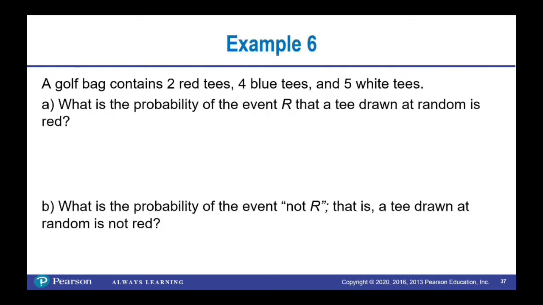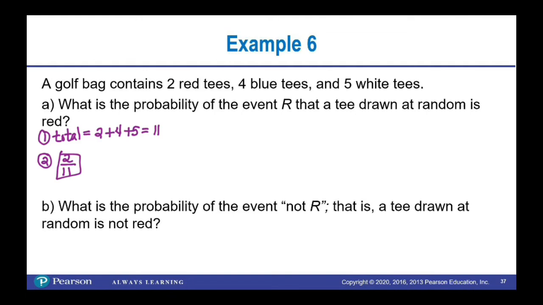Let's suppose I have a golf bag that has 2 red tees, 4 blue tees, and 5 white tees, and I want to find some probabilities. First, I need to know how many total tees there are. So there are a total of 11 tees. In part A, we want to know the probability that the tee is red. There are 2 red tees out of 11 total, and our fraction doesn't simplify, and so the probability of red is 2 out of 11.